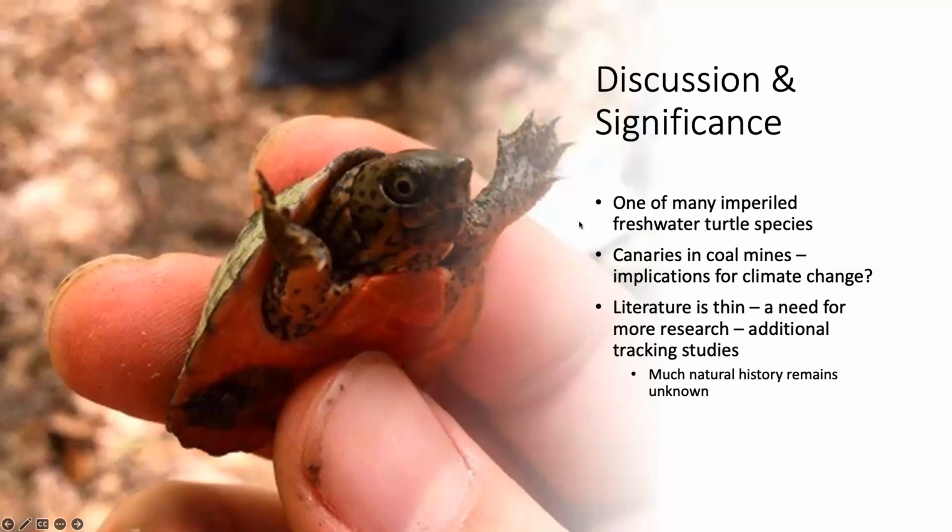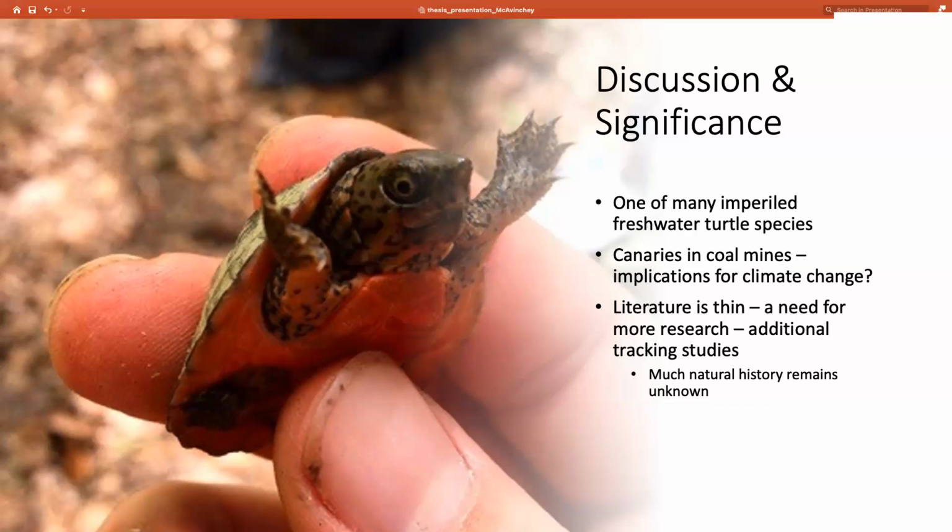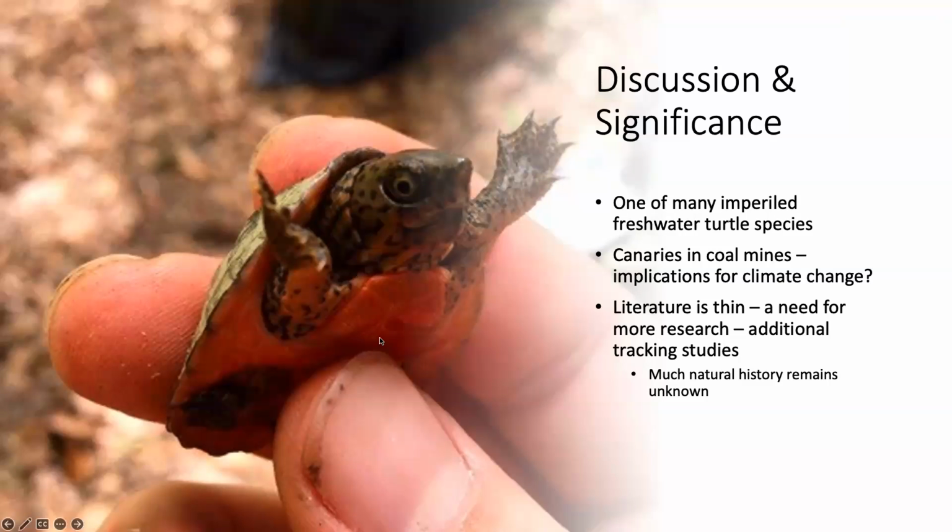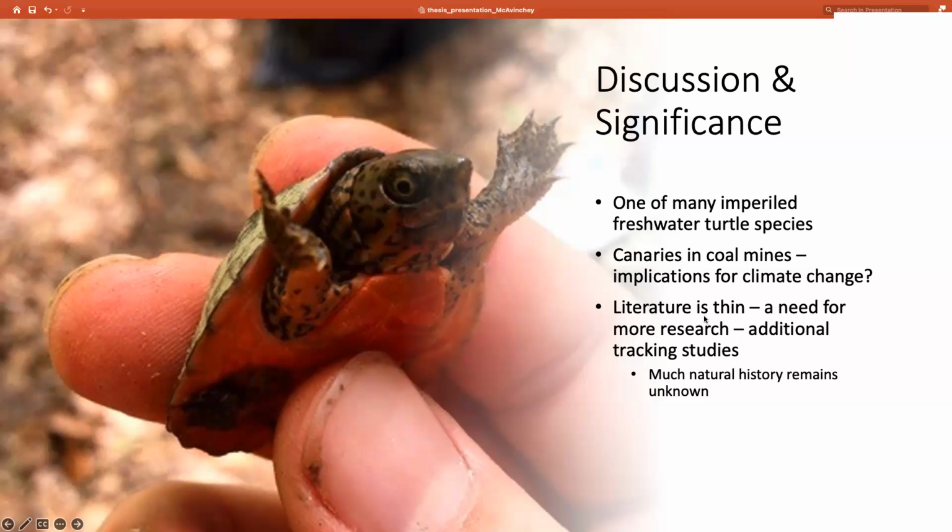Yeah, discussion and significance. Freshwater turtles in general are pretty imperiled across the board. They're not looking to do so hot in coming climate scenarios. They're generally considered sort of a canary in the coal mine. They're indicator species, and effects of climate change on them could be telling of future changes for other species and ecosystems. And the literature is thin. This project, aside from anything else, contributes to the literature in a new way, which is pretty cool.